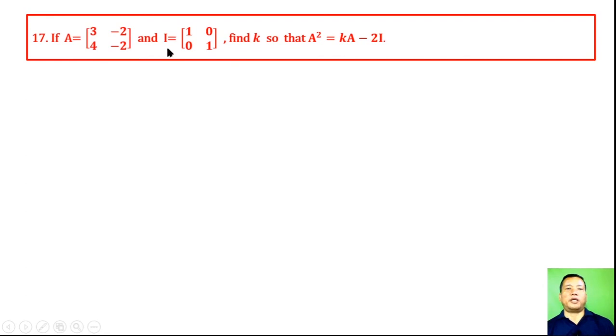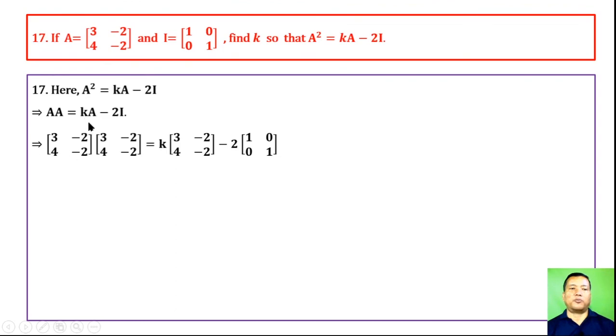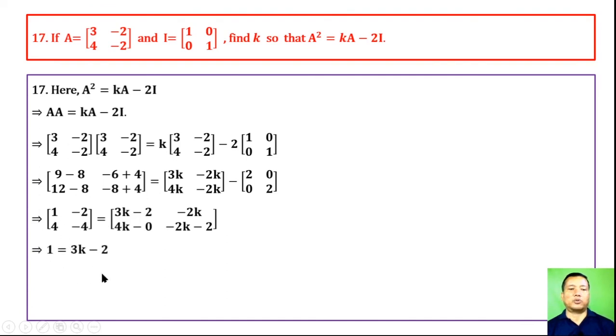17. If A equals this and I equals this, find the small k so that A square equals kA minus 2I. A square equals k times A minus 2I. A square is A into A, the A matrix multiplied by itself. Then we put k times A minus 2 times I, where I is the unit matrix of second order. We get the product and multiply k and 2 with the matrices. Then by equating the corresponding entries, we get equations and solve them to find the value of k. Solving, the value of k is 1.